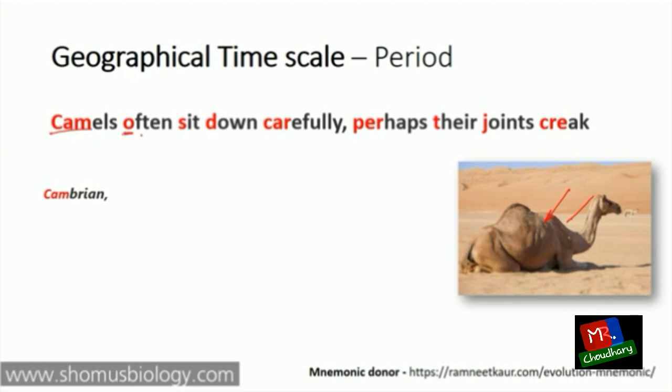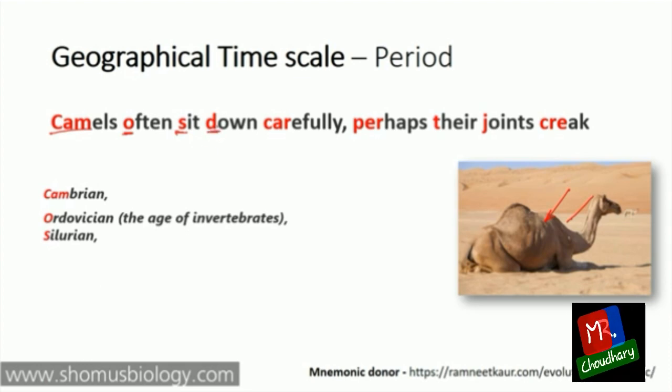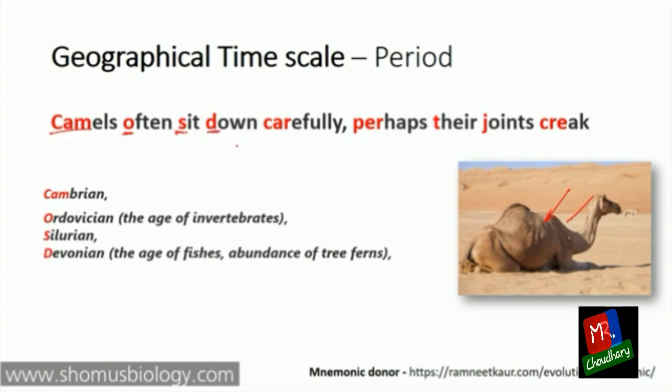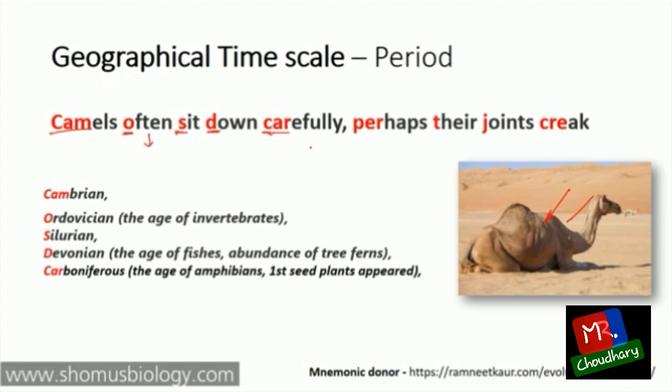O, the second one, Ordovician. Then the third one is S, Silurian. Then the fourth one is D, Devonian, right? Remember one thing for each of these, like Ordovician is the age of invertebrates, and Devonian is the age of fishes and abundance of tree ferns. Then CAR, Carboniferous, the age of amphibians. The first seed plants appeared in this part.